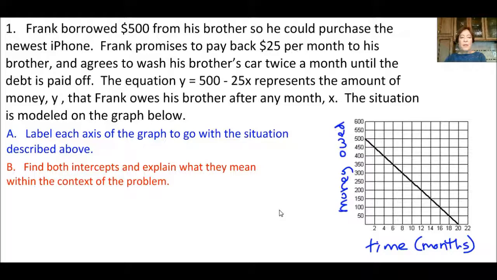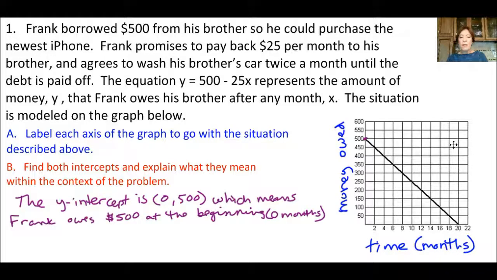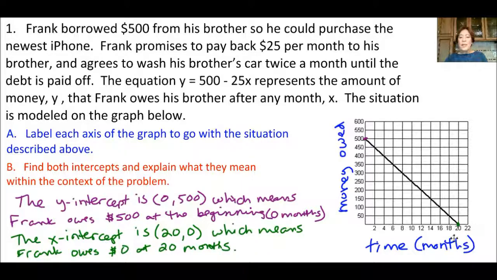Now we're to find both intercepts and explain what they mean. Let's begin here with our y-intercept. So here is our y-intercept at this point. So that ordered pair is going to be 0, 500. Now this means that at time 0, so at month 0, at the beginning, Frank still owes his brother $500. And now let's look over here at our x-intercept, where the line intersects with the x-axis. And that point there is our x-intercept, and it says that it is 20, 0, which means that Frank will owe $0 when 20 months have gone by.